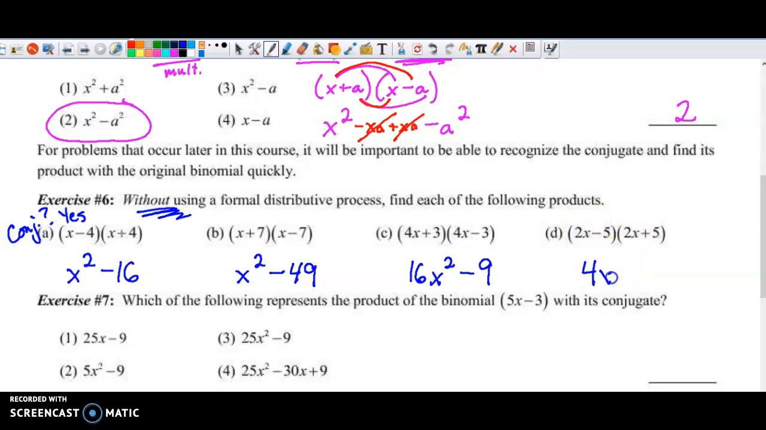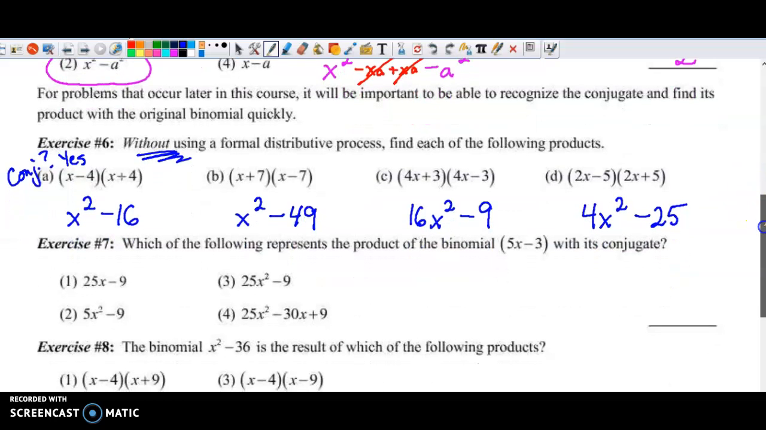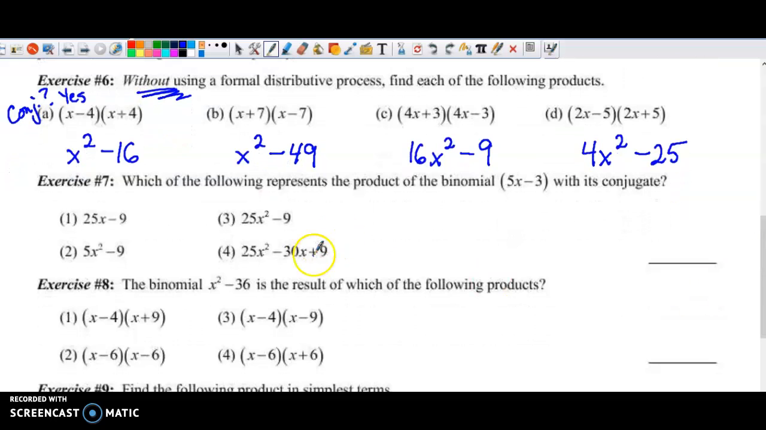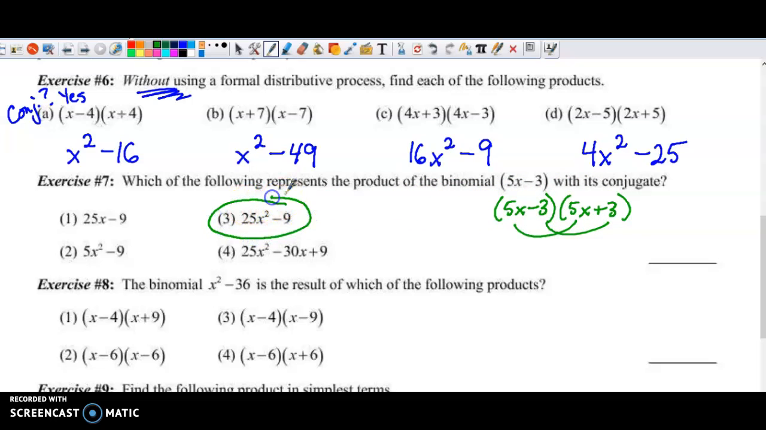First term, last term. Were they conjugates? Yes. So hopefully that is helpful, because I'm eventually going to get you to exercise 8 where you can do this problem very quickly. So again, the conjugate is just the opposite. So 5x minus 3 and 5x plus 3. As you go through the process, you only have to do the first and the last. So 25x squared minus 9.